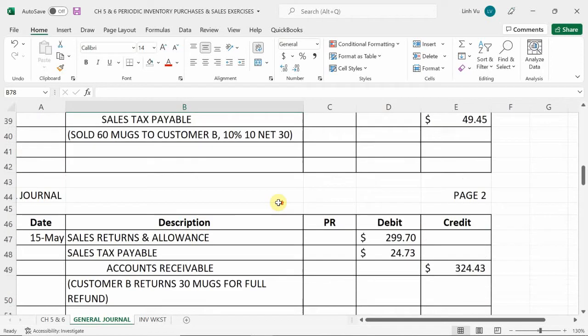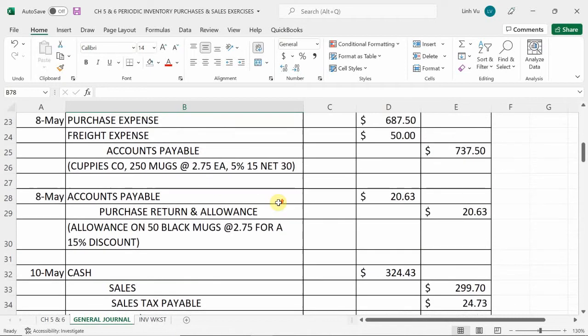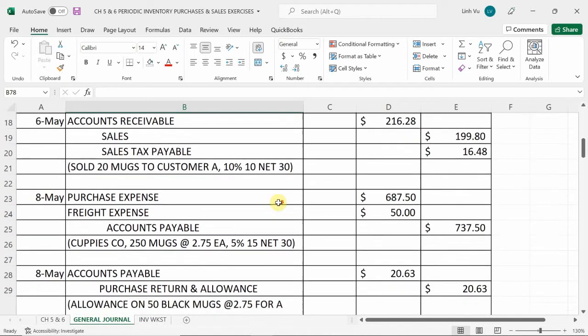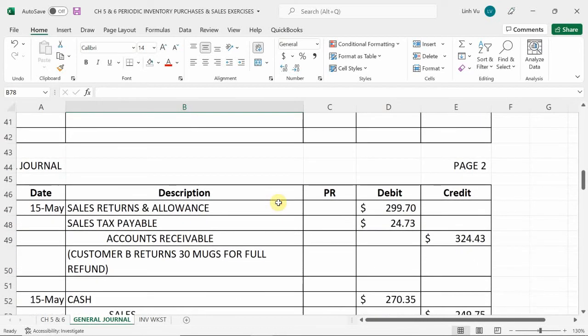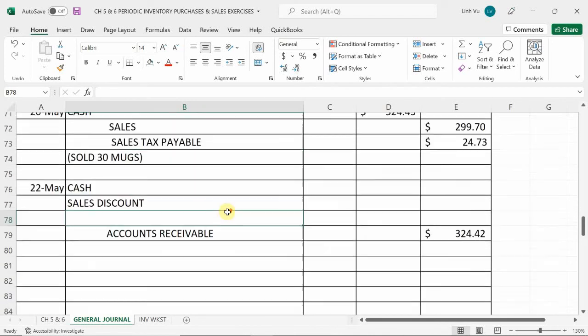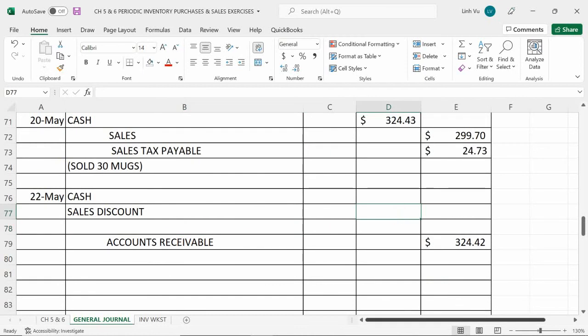$299.70, right? Because in this case, we can only take a discount off of the original price. If you return 30 of those mugs at $9.99, that is $299.70. So you can only take a discount off of this. The tax, you cannot discount the tax. So we have $299.70 as the total amount that I am going to be discounting 10%, okay? Let's go ahead and calculate that.